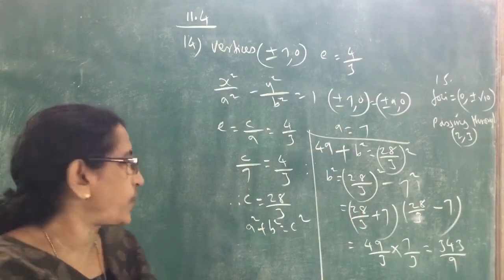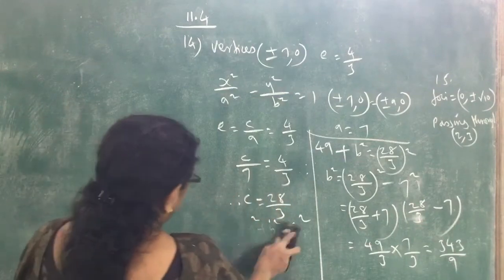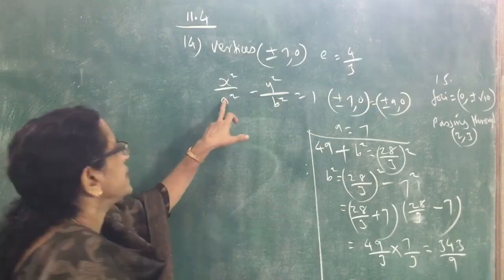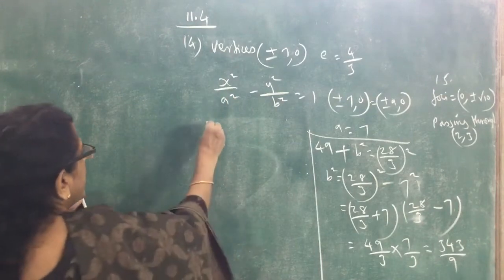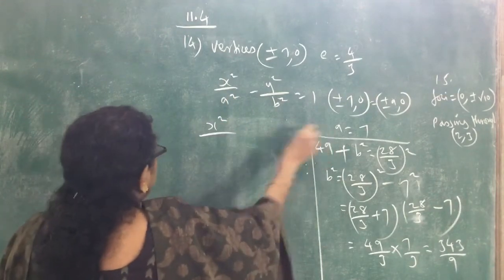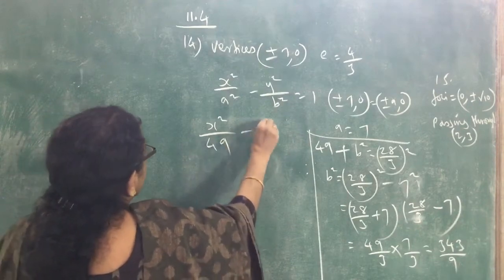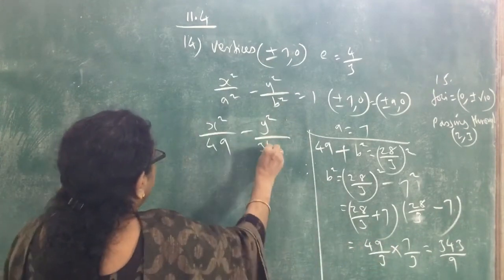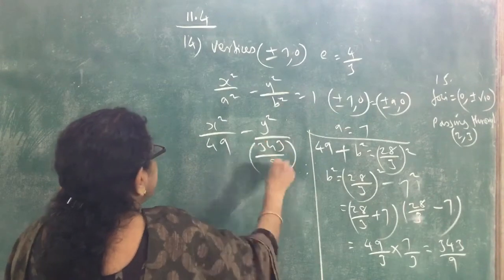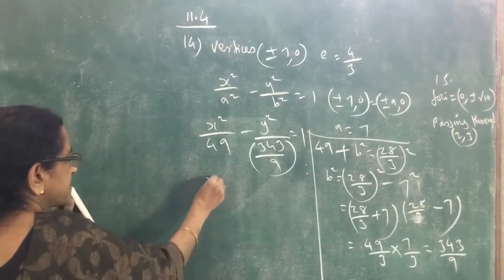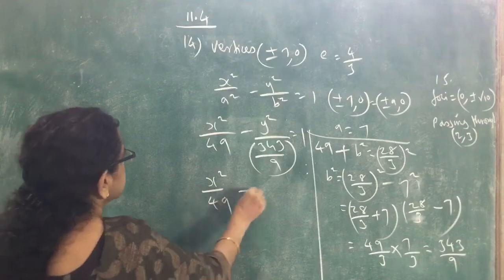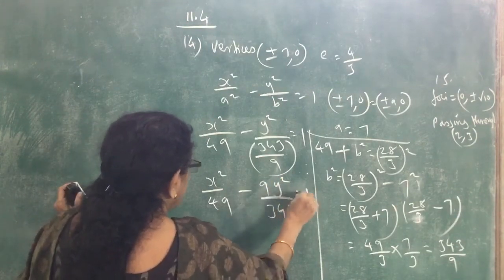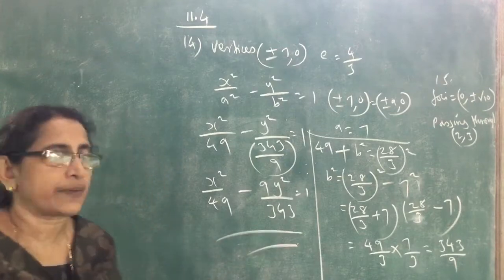So we can write the equation of the hyperbola. Now we can substitute in the equation. x square by a square, that is x square by 49, minus y square by b square, that is 343 by 9, equal to 1. That is x square by 49 minus 9y square by 343 equal to 1. So that is the equation of the hyperbola.